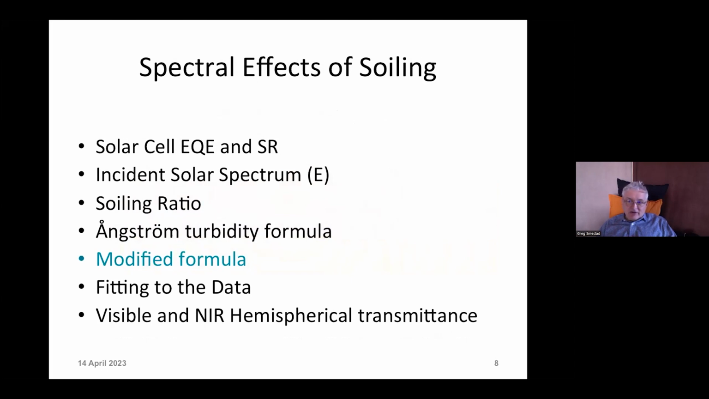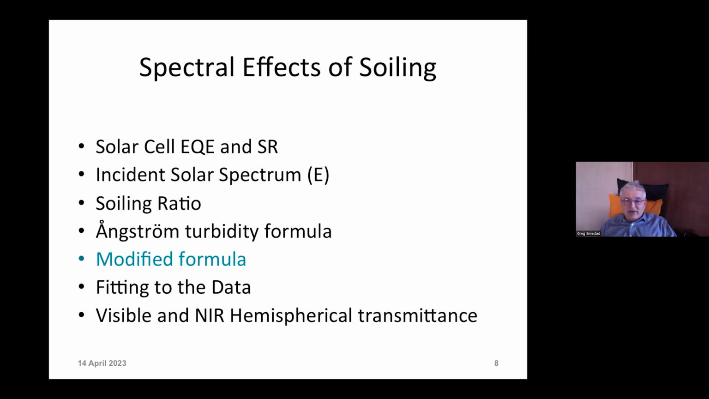So how do we characterize soiling for a photovoltaic system? We need to look at the quantum efficiency, which is called the EQE, or external quantum efficiency, which can also be translated very easily mathematically to what's called the spectral response. This tells you the response of the solar cell as a function of wavelength. Then we need the incident solar spectrum, which we could give many symbols, but here we can call it E.